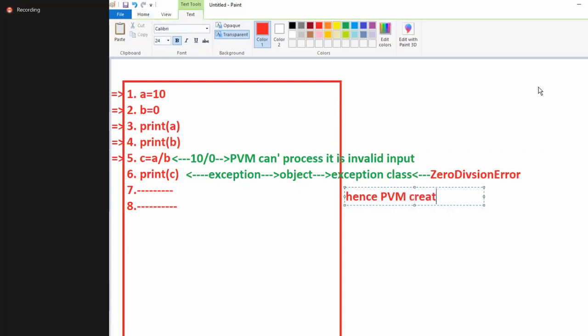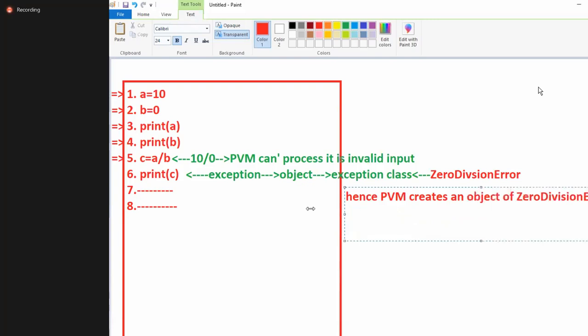What is that? Zero division error. A ZeroDivisionError class object is created, because when this object is created, automatically what will happen? It will come out of line number 5 without executing.